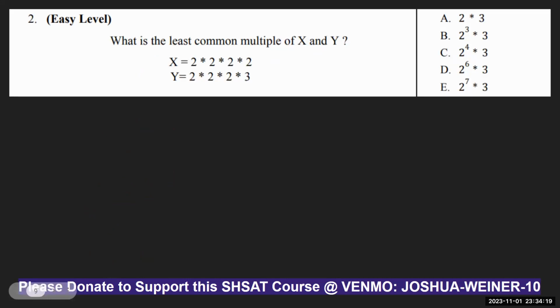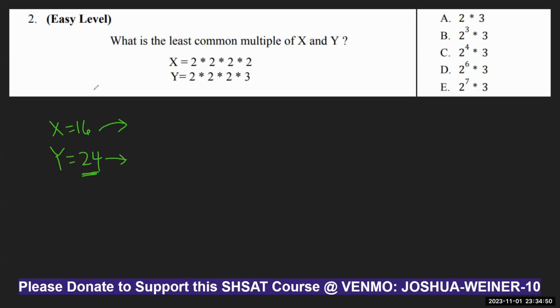Question 2 reads, what is the least common multiple of x and y? Well, we're given the prime factorization of x and y. And if you're interested, x is really 16 if you multiply those numbers together, and y is 2 times 2 is 4, times 2 is 8, times 3 is 24. So one thing we can do is write out the 16 times table and write out the 24 times table.